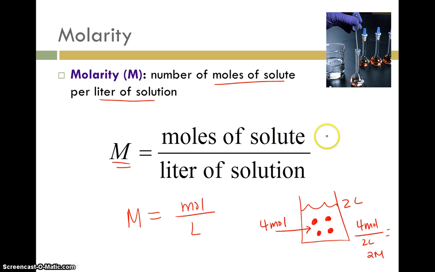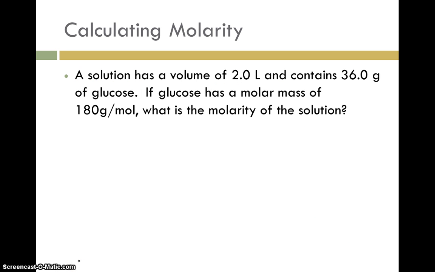Now unfortunately, we don't really have stuff that weighs in moles. Our scales weigh in grams, so oftentimes we are going to have to do a conversion into moles with these problems. So if we look here, we have a solution that has a volume of 2 liters and it contains 36 grams of glucose. If glucose has a molar mass of 180 grams, what is the molarity of the solution? So we know that we're going to use big M equals moles over liter, so we have to go ahead and figure out moles first.